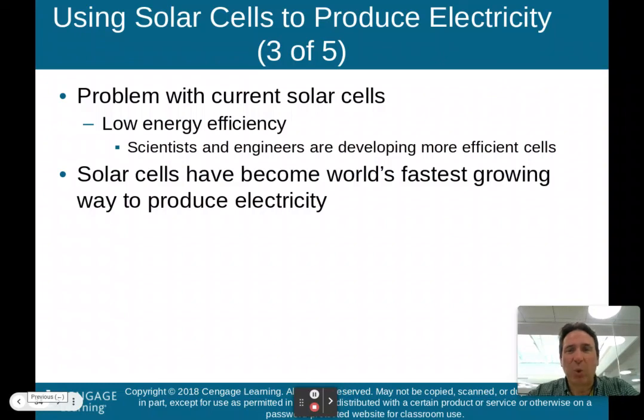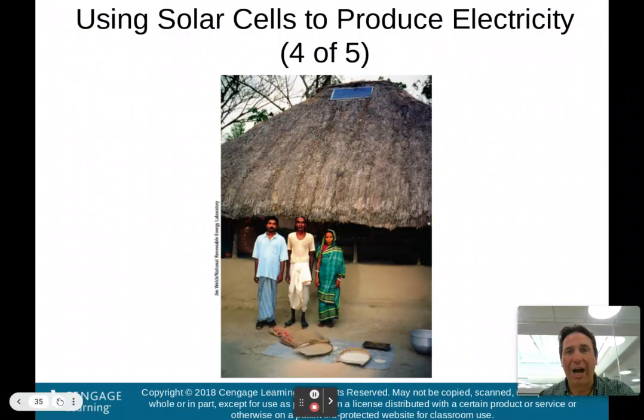Solar cells have become the world's fastest growing ways to produce electricity, and you can see why. Look at this, right? The technology has gotten to the point where this is a rural hut in West Bengal, India. All right, but again, you can see this in any developing country, or even in parts of the U.S. that are rural and maybe don't have electricity. Right here, this is a little solar panel actually running some LED lights in this hut. Right. These people actually have electricity, even though they are not on any electrical grid.